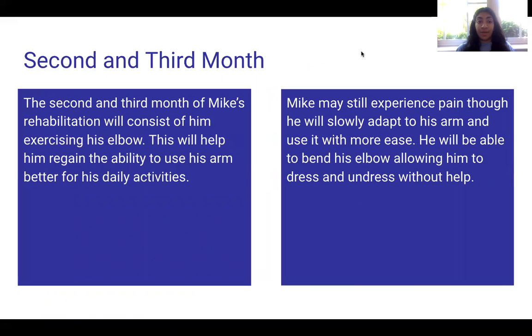The second and third month of Mike's rehabilitation consist of him exercising his elbow. This will help him regain the ability to use his arm better for daily activities. Mike will still experience some pain, though he will slowly adapt to his arm and maybe get more at ease. He'll be able to bend his elbow, allowing him to dress and undress better.